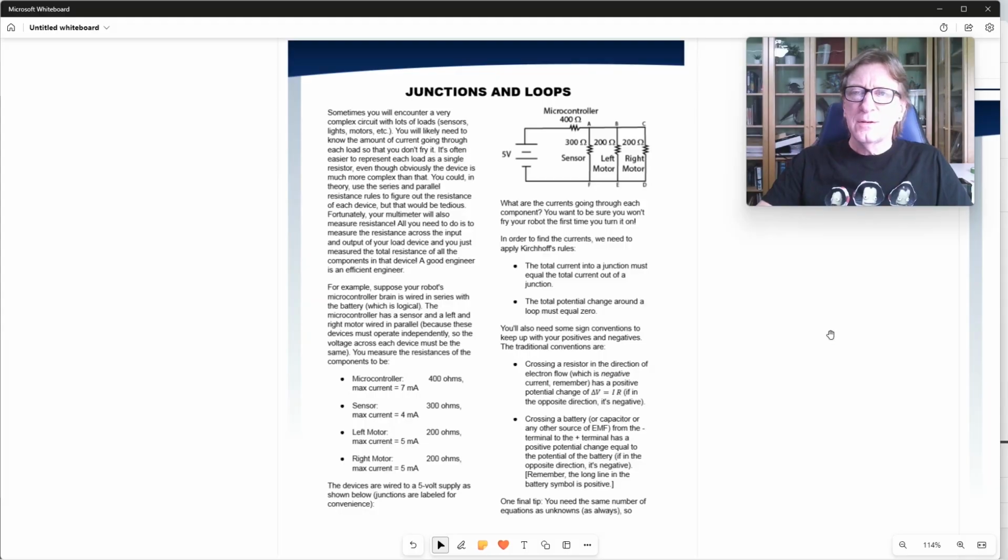I'm going to introduce the rules that we're going to use, Kirchhoff's rules, and then we're just going to spend most of this session simply looking at a typical circuit and figuring out what the current's going through. All right, let's get started. All right, so here's how we're going to do it.